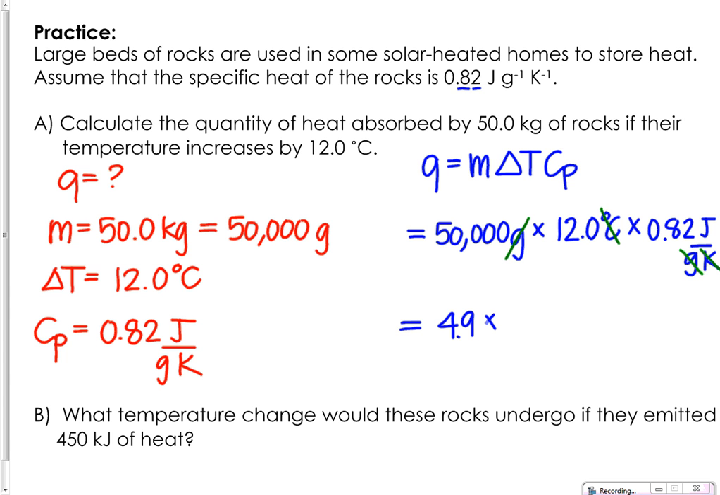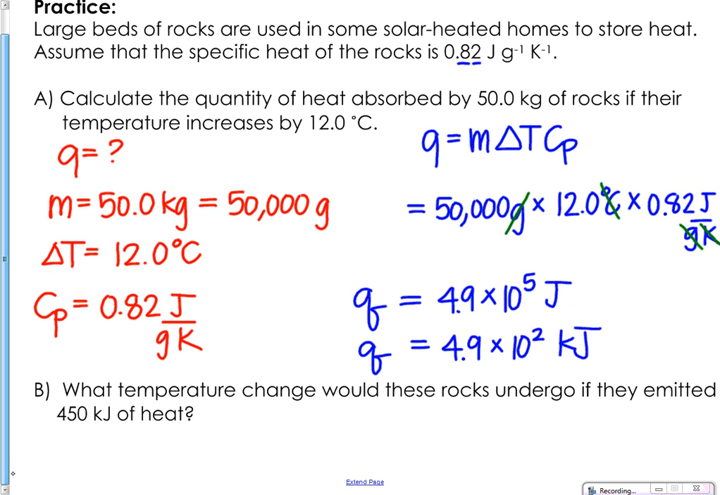4.9 times 10 to the 5th joules, or you could write that in kilojoules as 4.9 times 10 to the 2nd kilojoules. Either is fine. They both mean the same thing. Most often, you'd just leave it in joules, but if the question were to ask you, you could easily convert that. So that's using the formula to find Q.